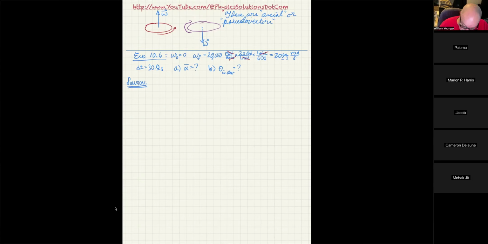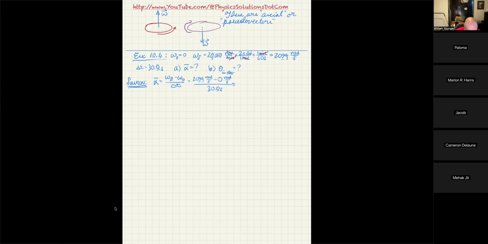But the solution is going to require us to say alpha bar, we learned this before, was omega final minus omega 0 over delta t. So that could easily come out in units of radians per second per second. I'm going to just stick with that because we did do it already. So I'm going to write 2094 radians per second minus 0 radians per second. And then all of that divided by 30.0 seconds.